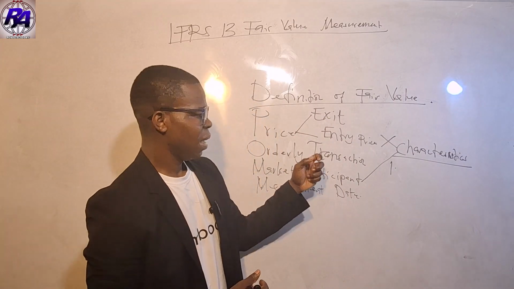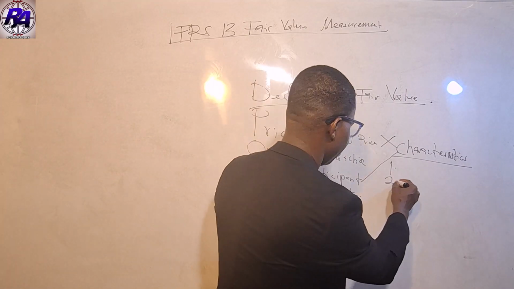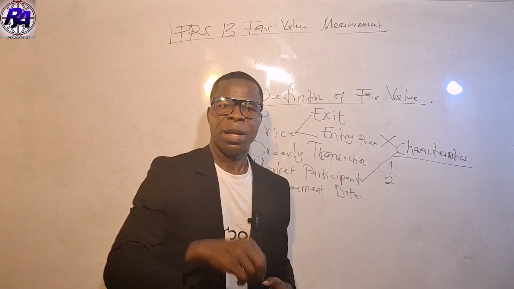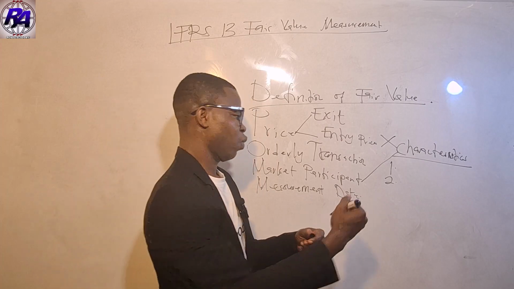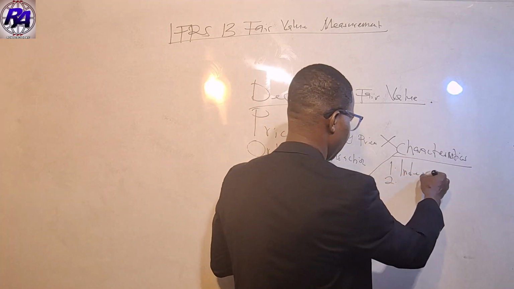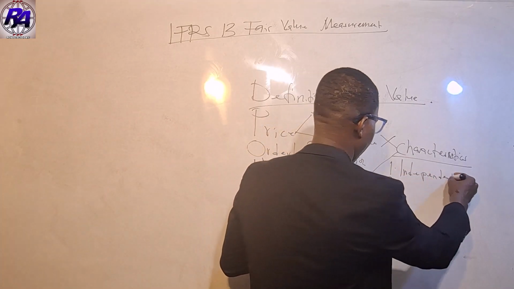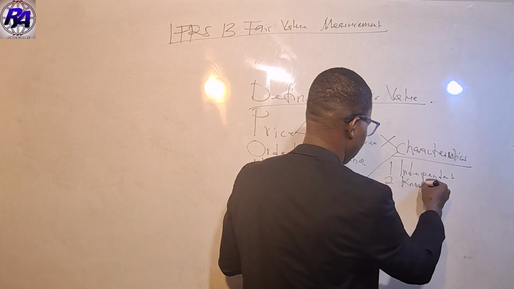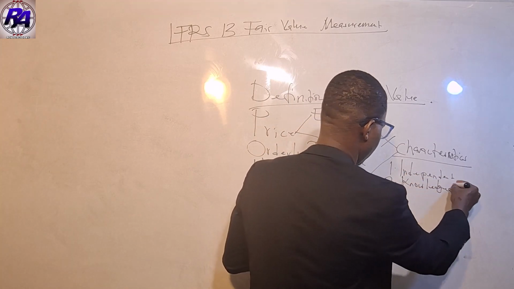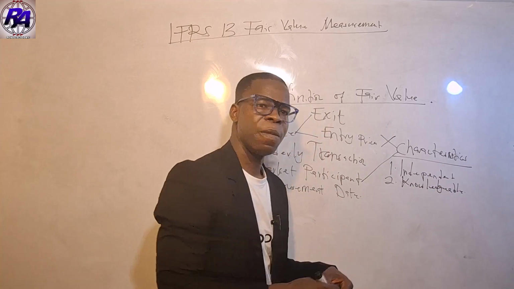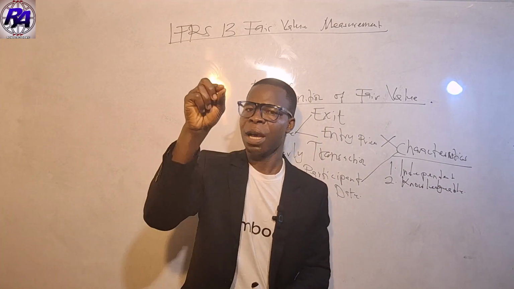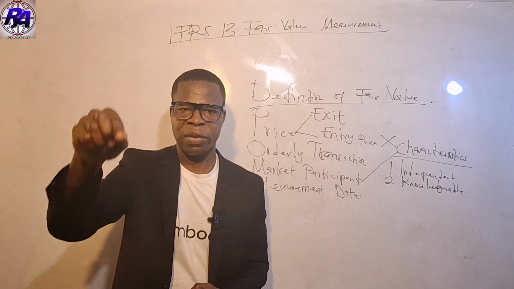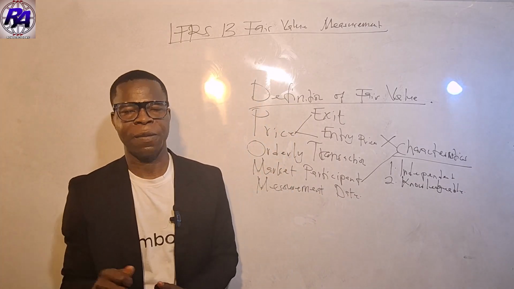And the second characteristic has to do with the market participants being knowledgeable. So the first one is that they are independent of each other, and then the second one is that they are knowledgeable. What it simply means is that they have adequate information about an item that is being transacted in the market.